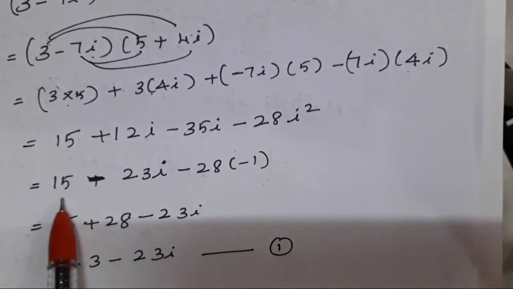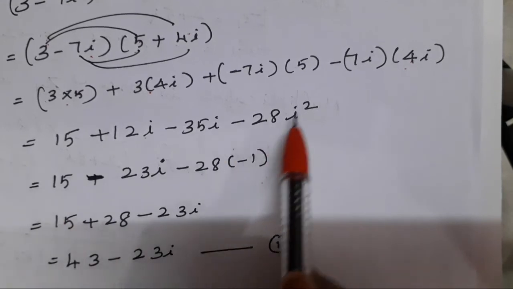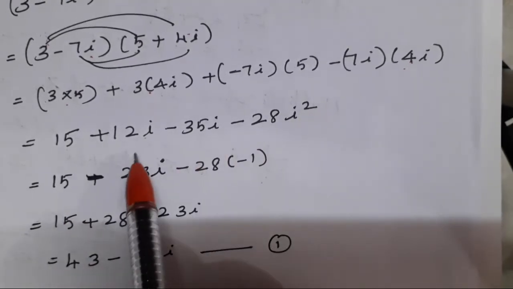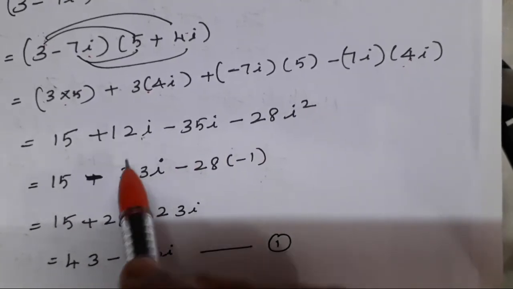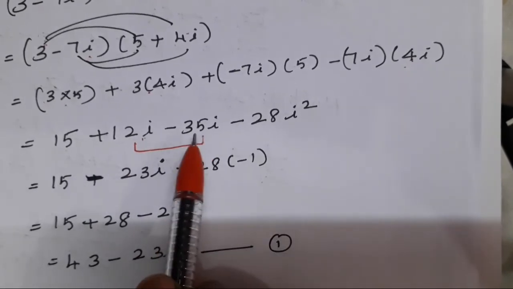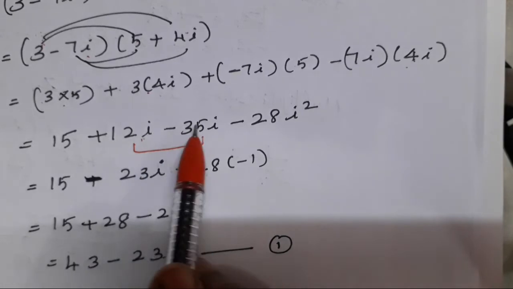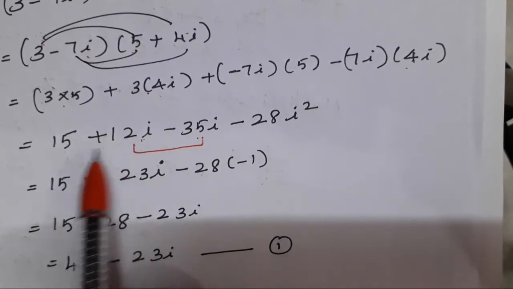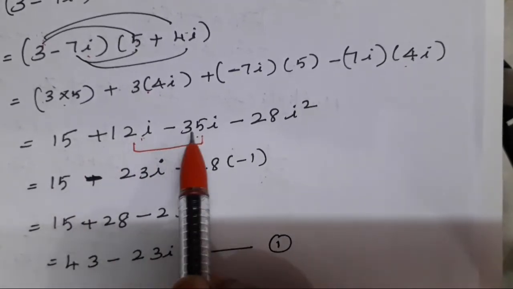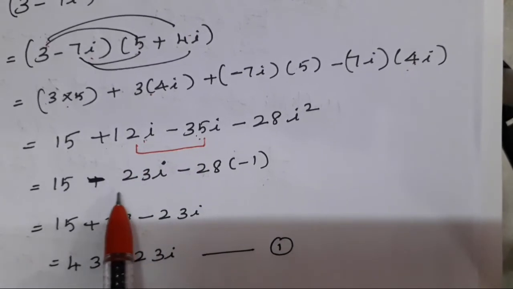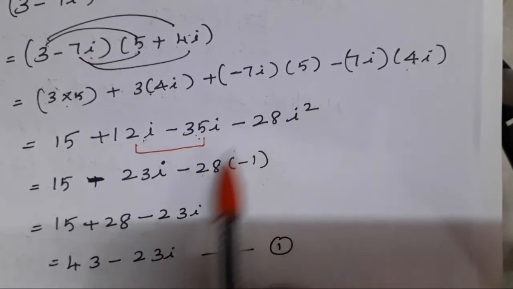So now next step. 15 and the i square term. First I take these two imaginary values. See the calculation: minus 35i plus 12i. Because I take the imaginary values nearby, first I do the imaginary part. 15 I write as itself. Minus 35i plus 12i is nothing but minus 23i. Then i square, minus 28 into.